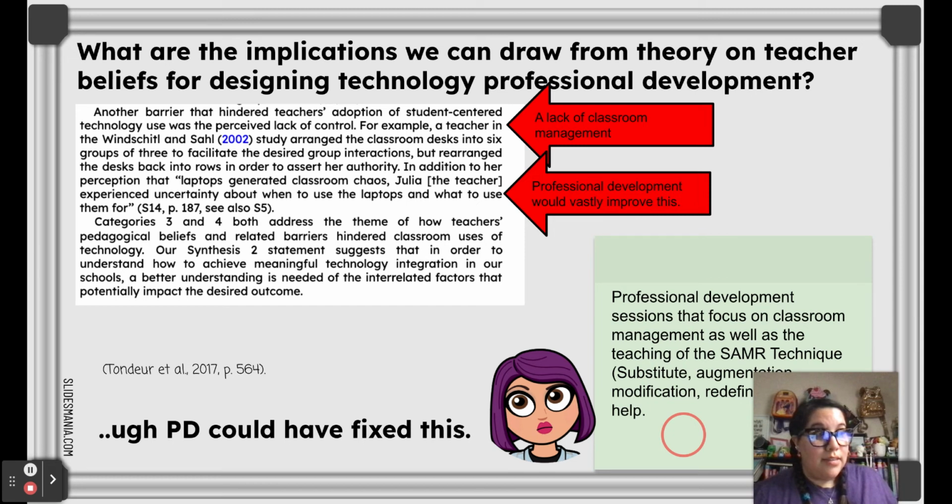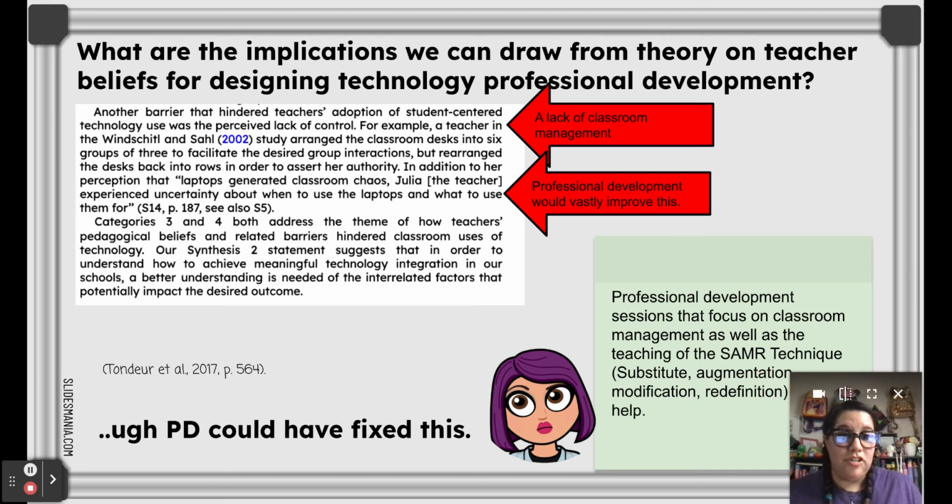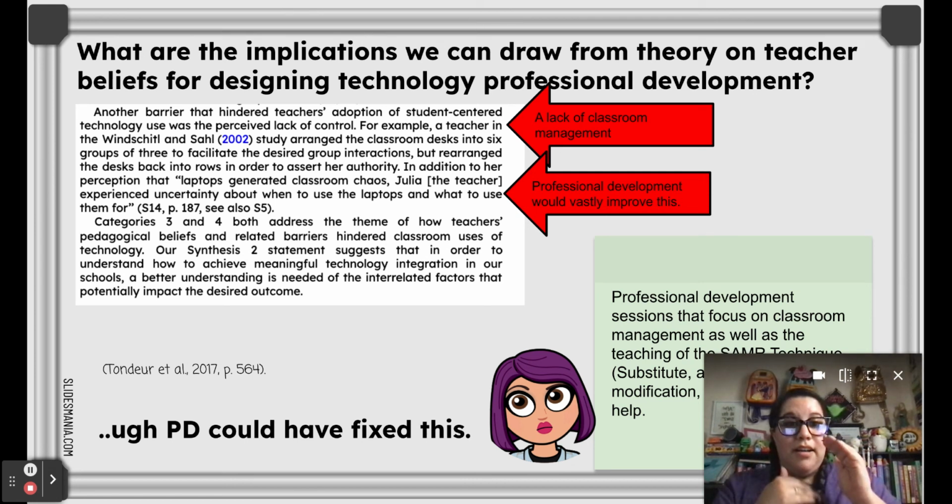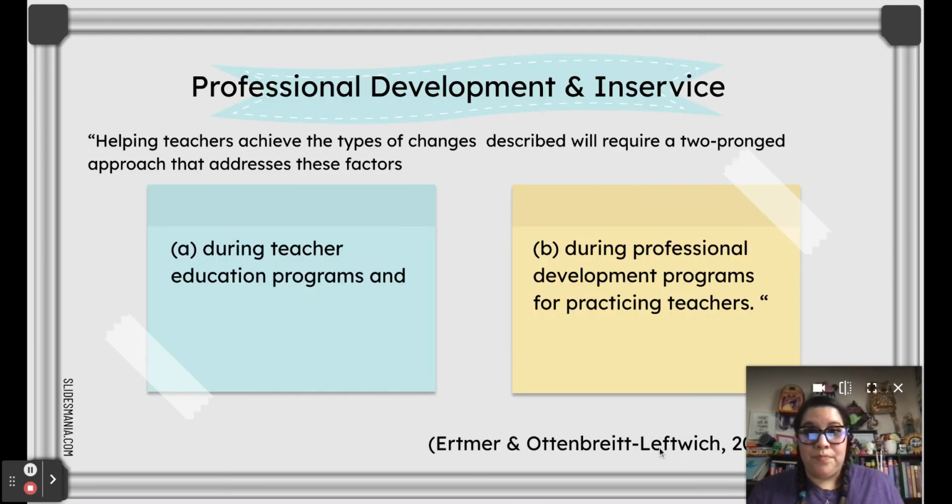And so as a student at Texas A&M, we had a class on classroom management in the education department. So I feel like if we built on those courseworks in professional development, teachers who need classroom management strategies could greatly improve their classroom practices. And also, something I learned as a novice teacher was the SAMR technique, which is substitution, augmentation, modification, and redefinition. And that is an easy way to help teachers and have a scaffolding process to teach them how to use and integrate technology in the classroom.